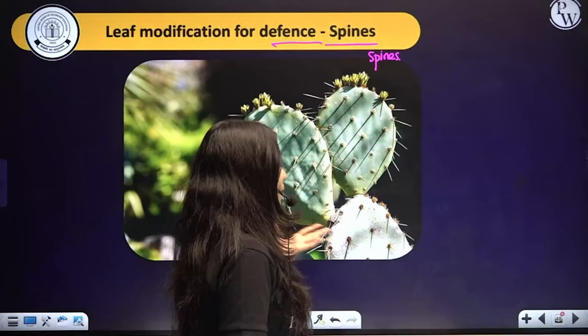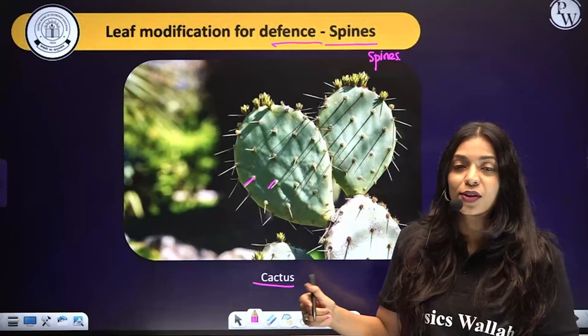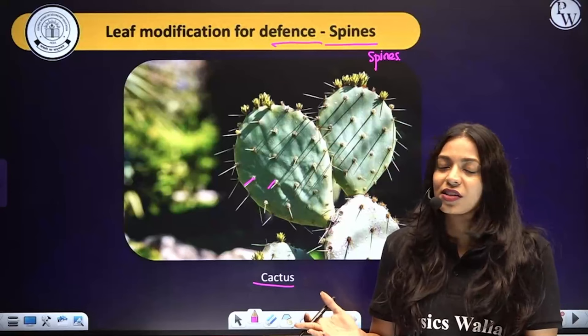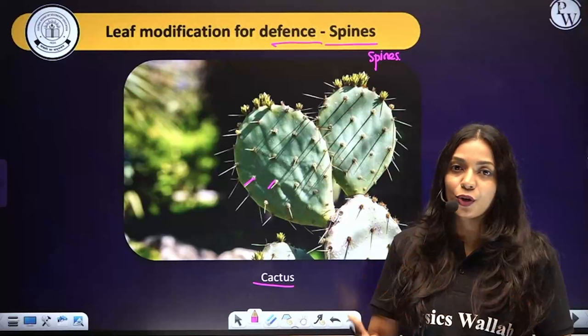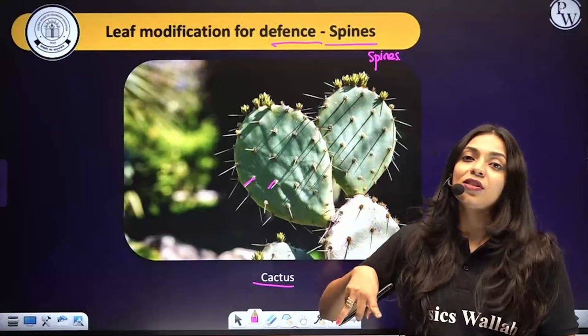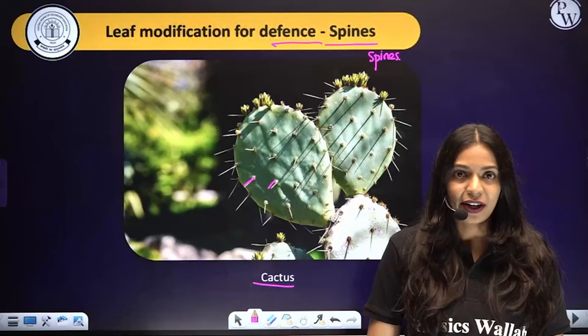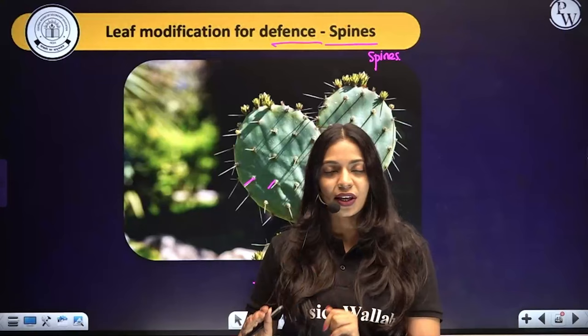Another thing is that, like I already said, these grow in areas where there's not much water. So if the leaves are very broad and expanded, there'll be a lot of stomata. Whatever little water is available in the soil, the plant would have somehow managed to absorb. But that water also can easily get lost through transpiration. It can get evaporated because of the high heat and less humidity in these areas. So in order to reduce transpiration and also protect the plant from grazing animals, the leaves here are modified to spines. Remember, leaf modification spine, stem modification thorn. Function in both cases, protection.